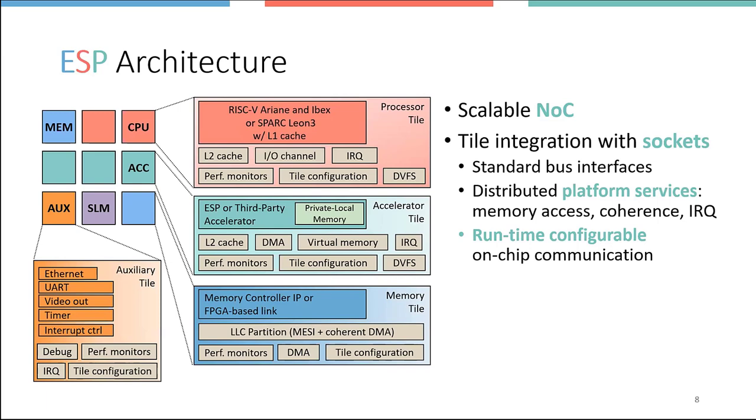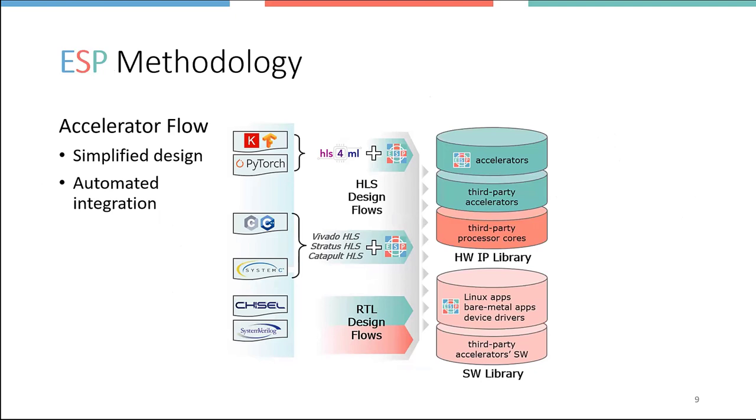Companion to the architecture, we have the methodology, as we said. This highlights one particular aspect of the methodology, which is how you have the opportunity with ESP to develop components for the ESP library, the hardware library and the software library, using a variety of design flows. So we have one methodology, which has certain concepts carefully developed over the years in tight relationship with the architecture. But within this methodology, we support a variety of design flows.